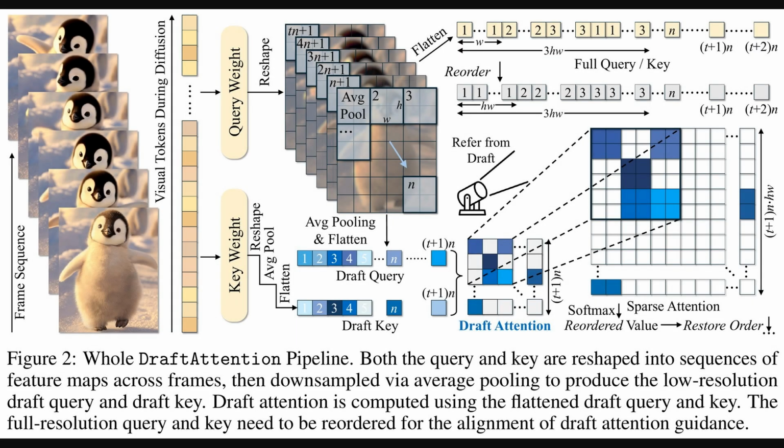Okay, so now that we know attention is the bottleneck, this figure shows the clever solution, the DraftAttention pipeline. It all starts with the video frames on the left. The model generates what are called a query and a key from the video data. You can think of a query as the model asking what to focus on, and the keys are like labels on all the video's information. Instead of comparing the full high-res versions, which is slow, it first creates a tiny low-resolution draft of the query and key using average pooling, which basically just simplifies the data. This draft then acts like a spotlight, guiding the full-res calculation to only focus on the most important parts, making the whole process much faster.